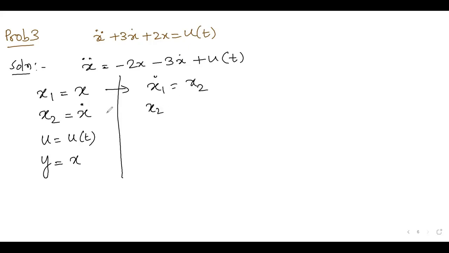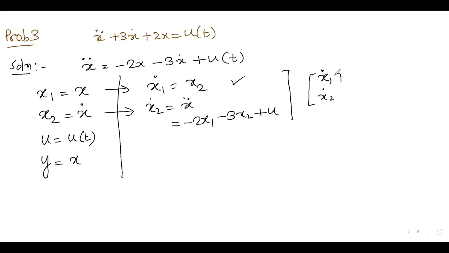x2 dot will be, x double dot means, minus 2x1 minus 3x2 plus u. Okay, so there are two state equations, two first order equations. Let us write in matrix form. x1 dot, x2 dot is equal to [0 1; -2 -3] times x1, x2 plus [0; 1] u.